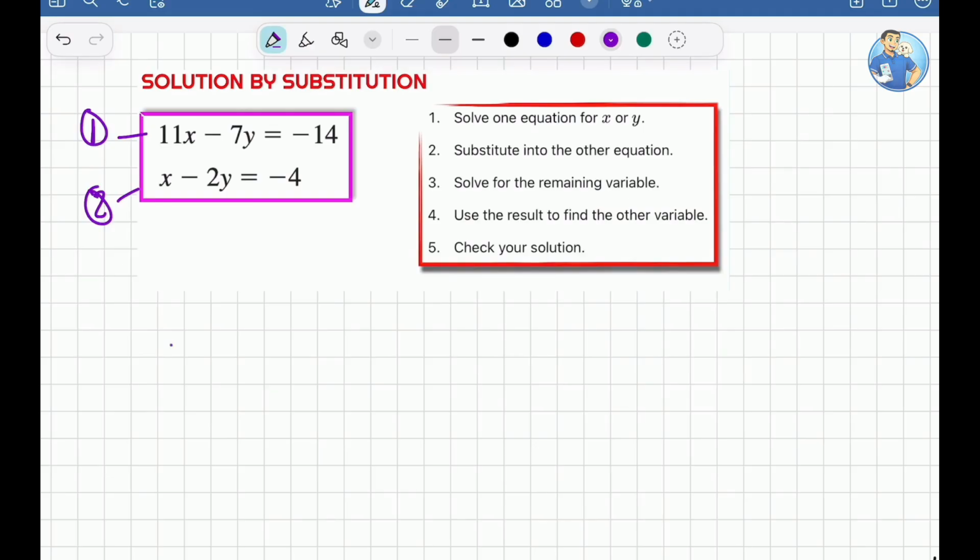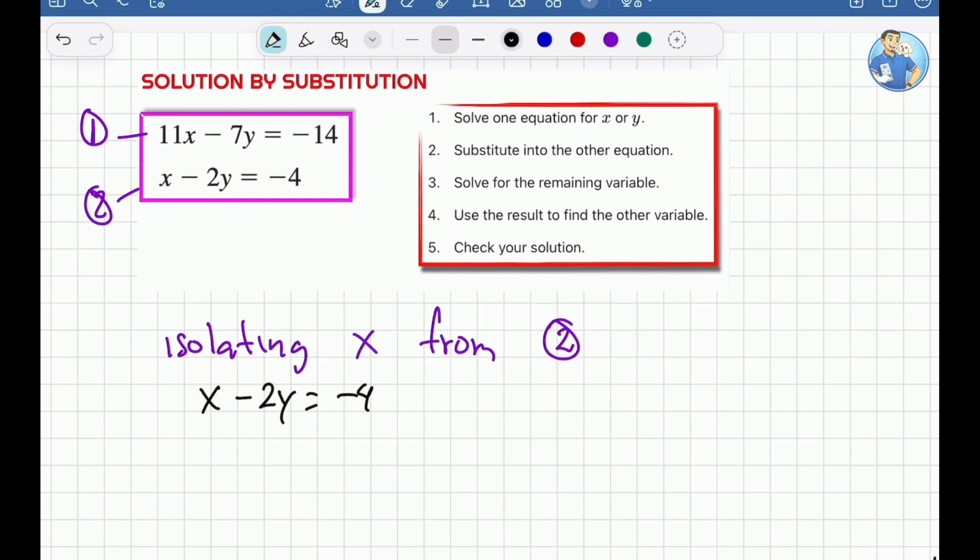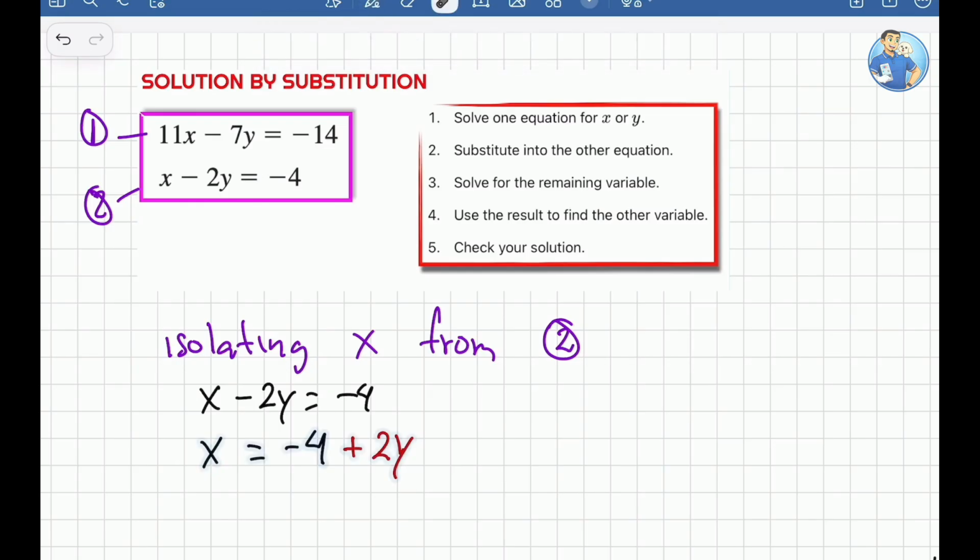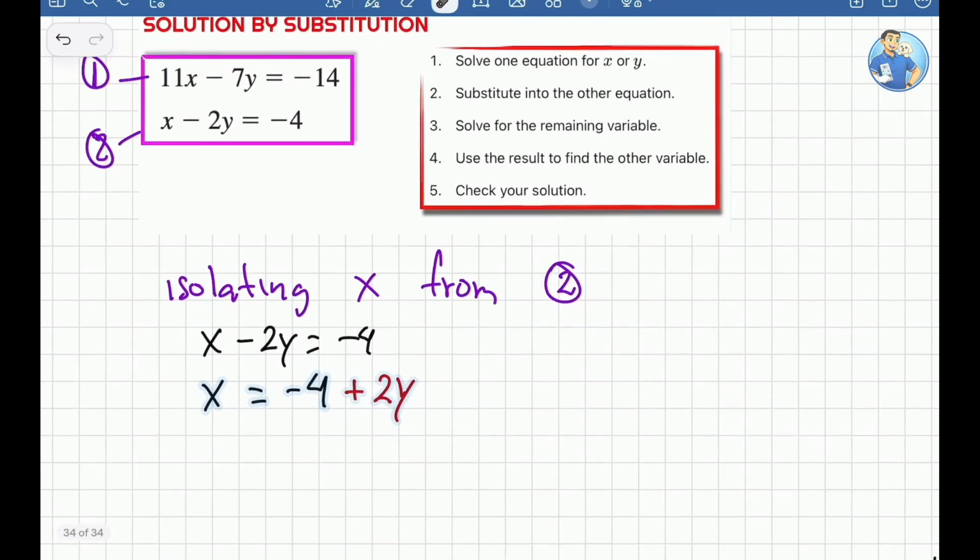So we can say isolating x from equation 2. And this is like this. This is minus 4. So by moving this minus 4, the opposite operation is plus 2 times y. Okay, so we have moved. This is a negative, then it becomes positive. Okay, the opposite operation.